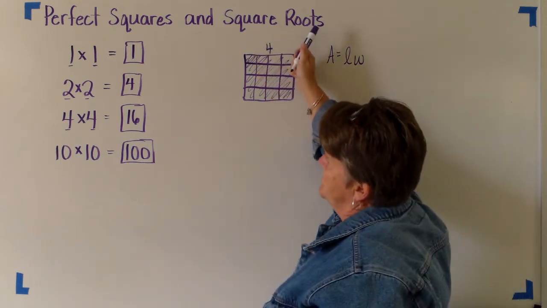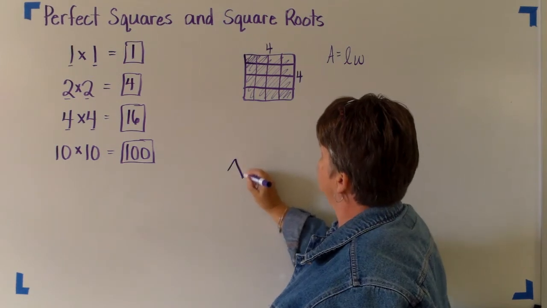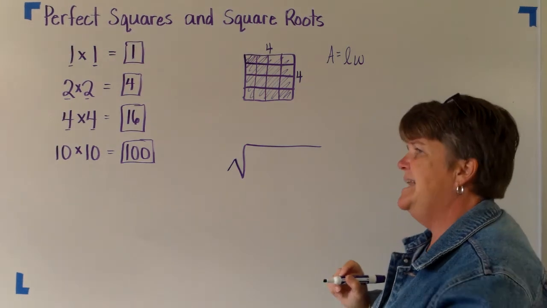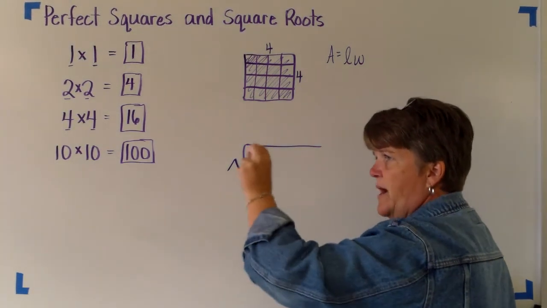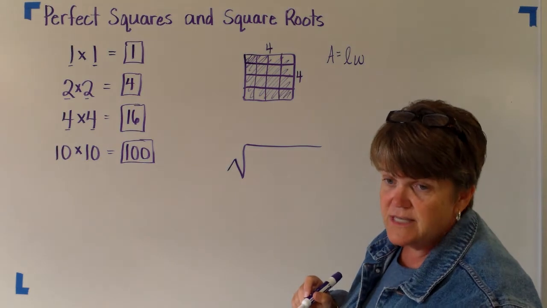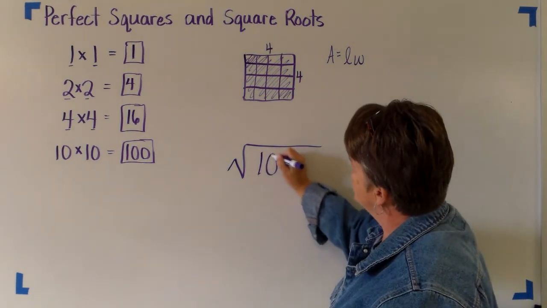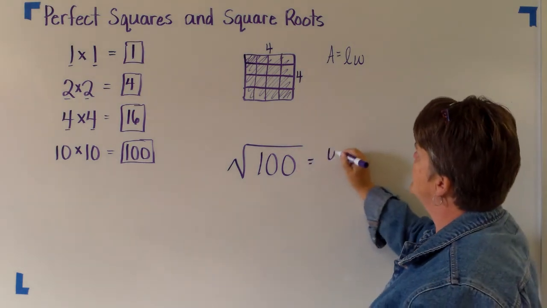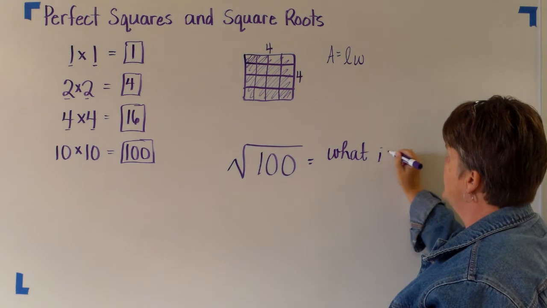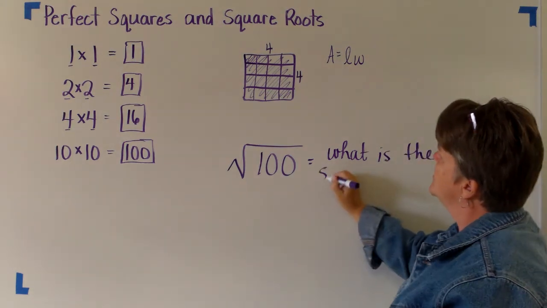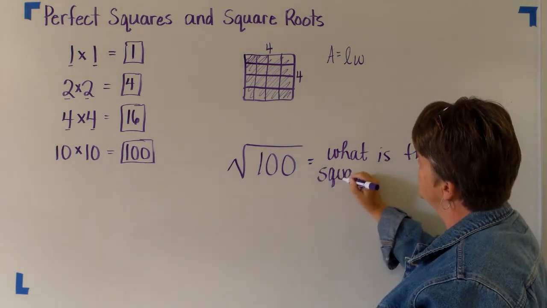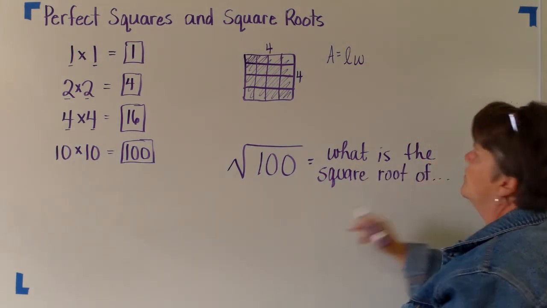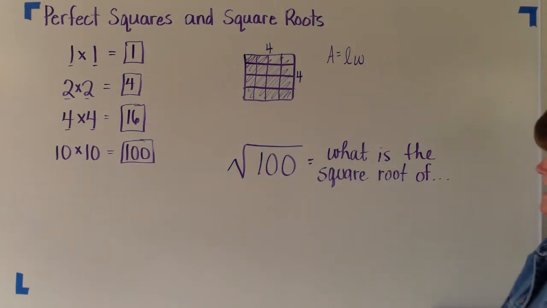Going to square root. The symbol for square root looks like this. It's a division box with a little lip that hangs down. And inside that square root or radical sign, perfect squares are sometimes written. And when you see something like this, it's asking you, what is the square root of whatever is under that radical sign?